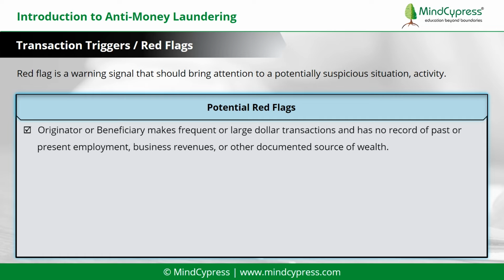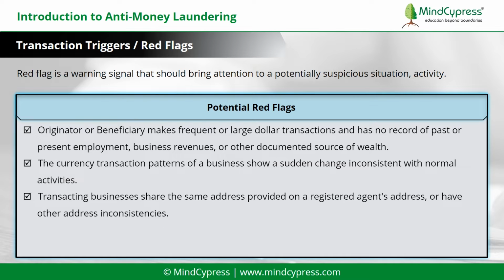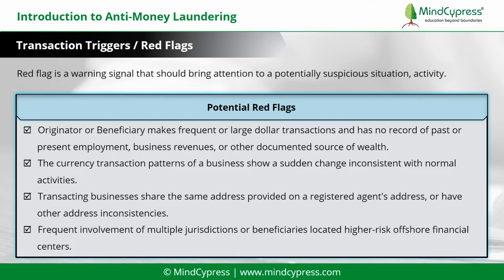Originator or beneficiary makes frequent or large dollar transactions and has no record of past or present employment, business revenues, or other documented source of wealth. The currency transaction patterns of a business show a sudden change inconsistent with normal activities. Transacting businesses share the same address provided on a registered agent's address or have other address inconsistencies. Frequent involvement of multiple jurisdictions or beneficiaries located in higher risk offshore financial centers.